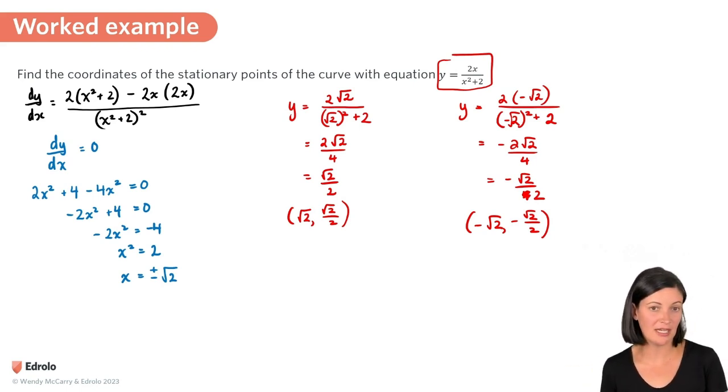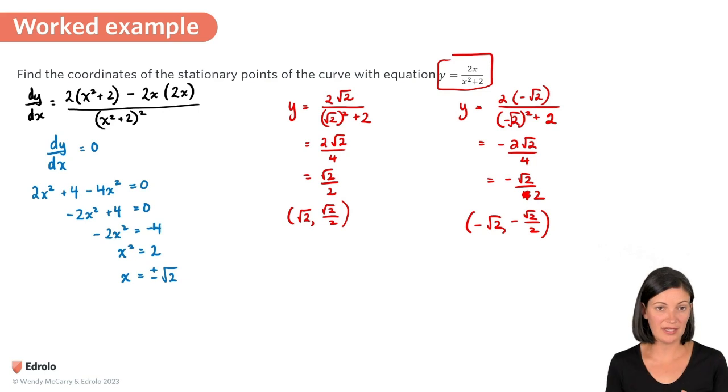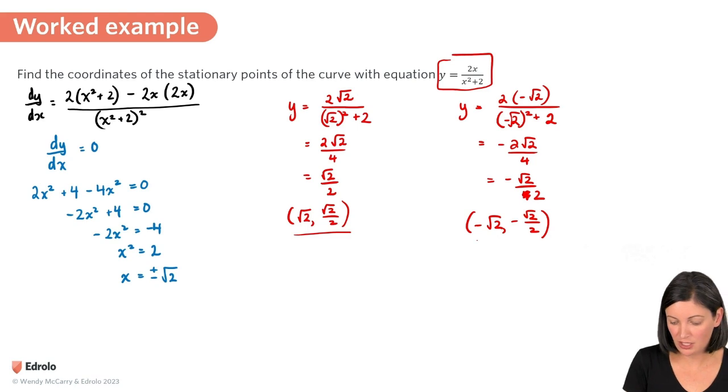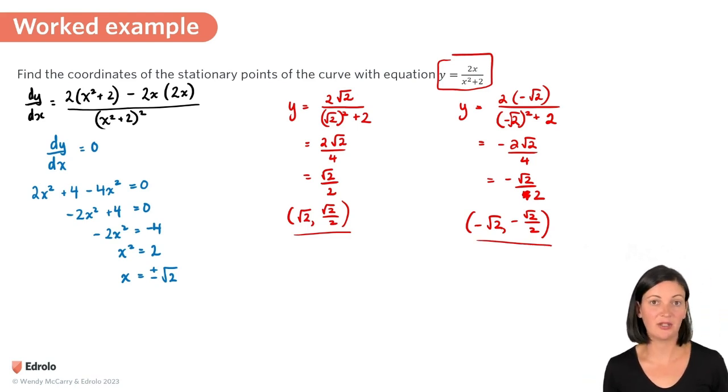Find the coordinates of the stationary points of the curve with this equation. So I found the derivative, I set it equal to 0, I solved for x, and then I used those x values to find the y coordinates. And finally, I've answered the question by giving both coordinates fully.